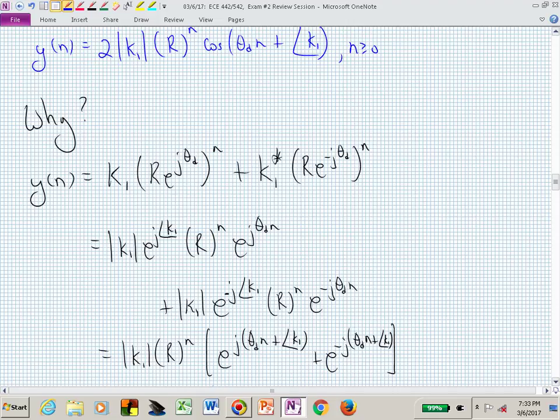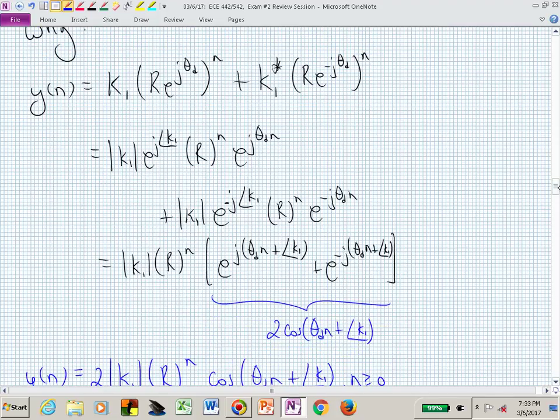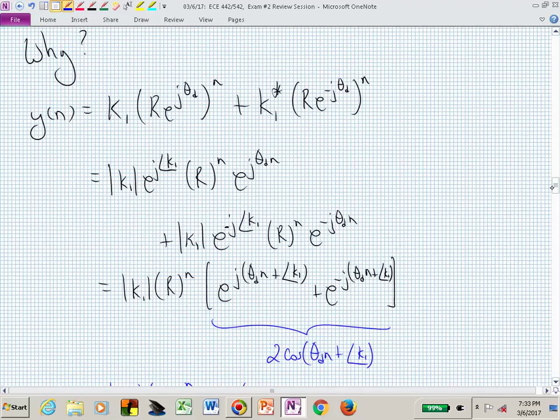But that should start looking familiar, what's in square brackets. That's e to the jx plus e to the minus jx. That's just 2 cosine of x, where x is a little bit more than just x, but it's now 2 cosine of theta sub dn plus the angle of K1. And you solved for the angle of K1 when you were doing the partial fraction expansion.